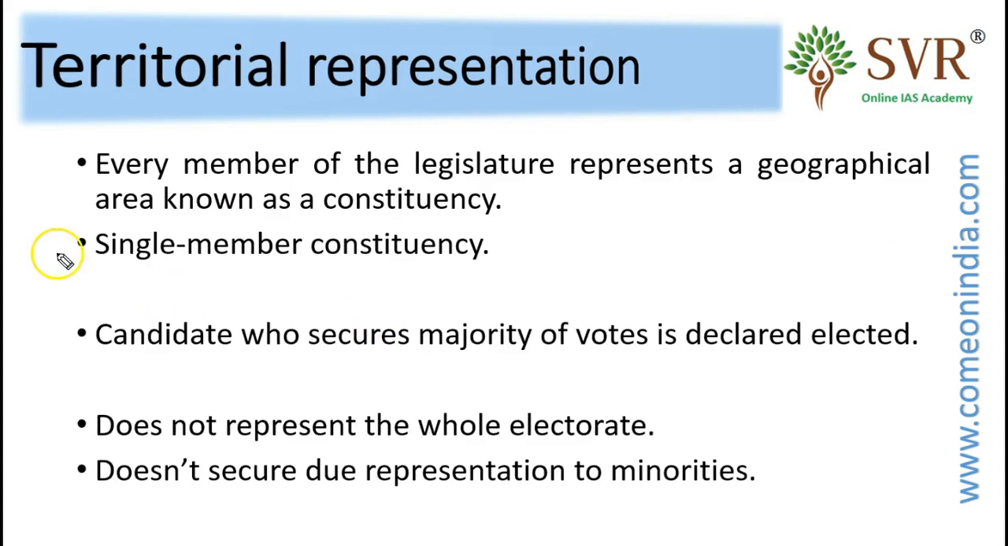First, let us learn about territorial representation. Every member of a legislature represents a geographical area which is known as a constituency. Usually, only one member or one representative is selected from each constituency, so it is known as a single member constituency. In the election, the candidate who secures the majority of votes is declared elected to the Lok Sabha or legislature.